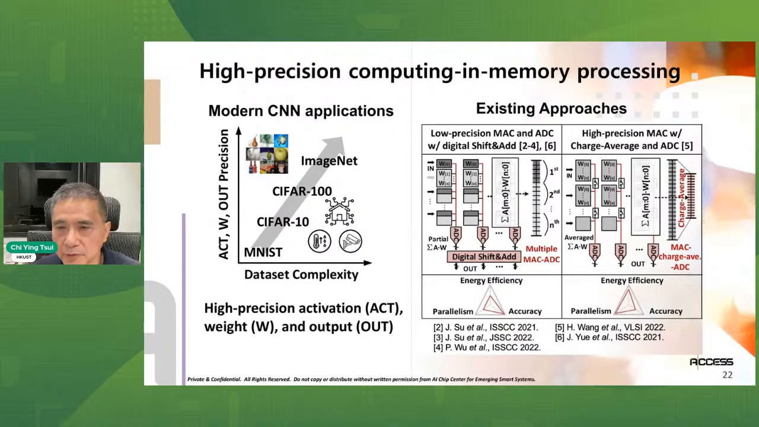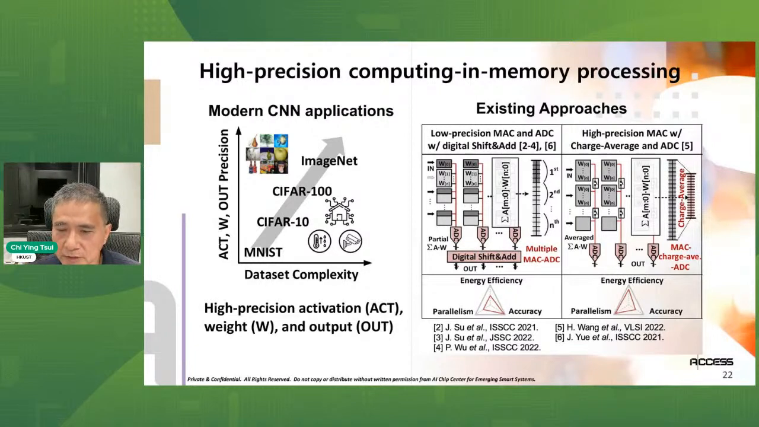Now, existing approaches for using SRAM-based CIM to achieve high precision fall into two categories. The first category is because we don't want to use a very high precision ADC, because the energy consumption will be very high. So some of the works use a low precision MAC, but limit the accumulation of the weight into a small number, so you won't lose much accuracy using a low bit ADC. For each section we do a low bit, and then we do a digital shift and add together to get a high precision output.